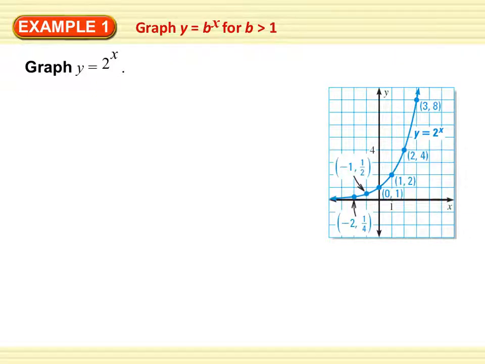Okay, so graph y equals 2 to the x. The first thing we're going to do is make a table of values.